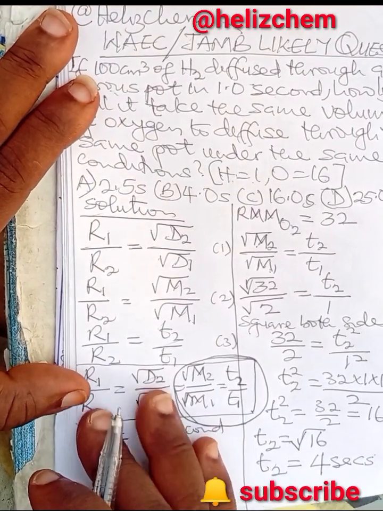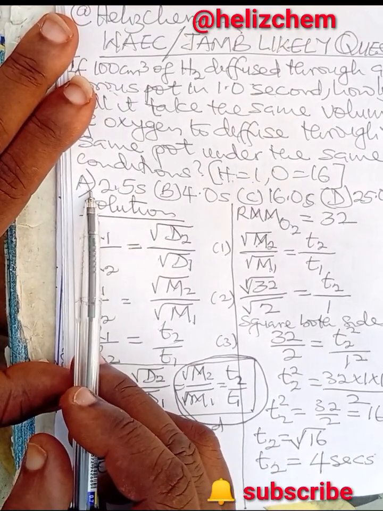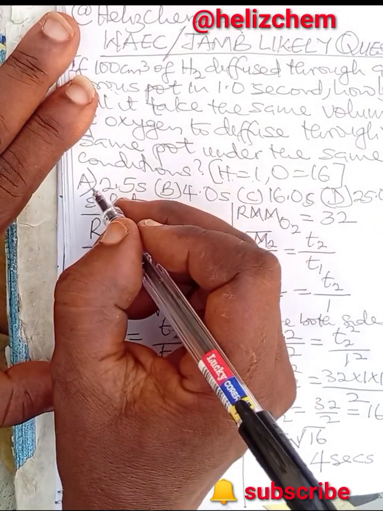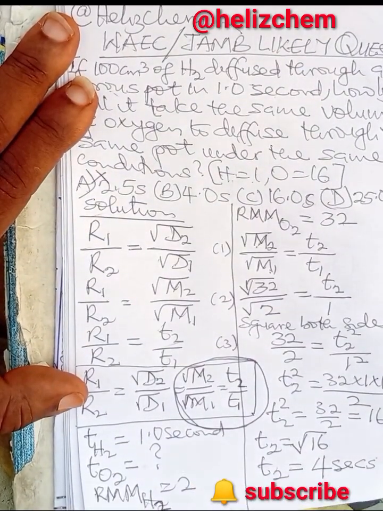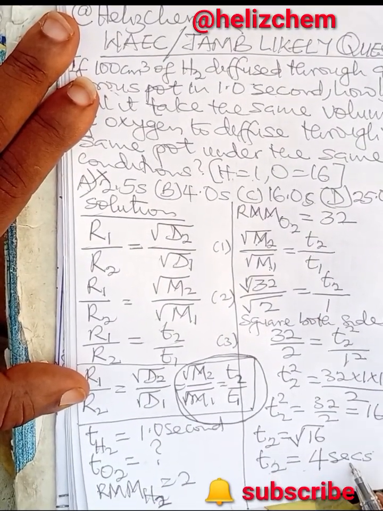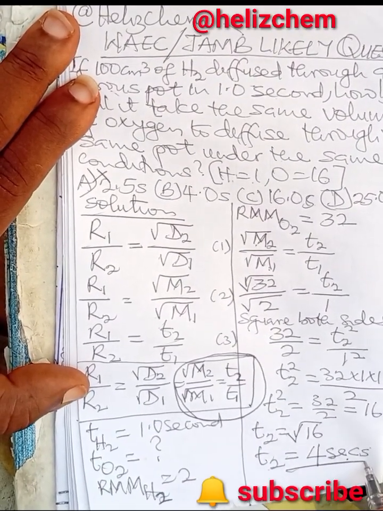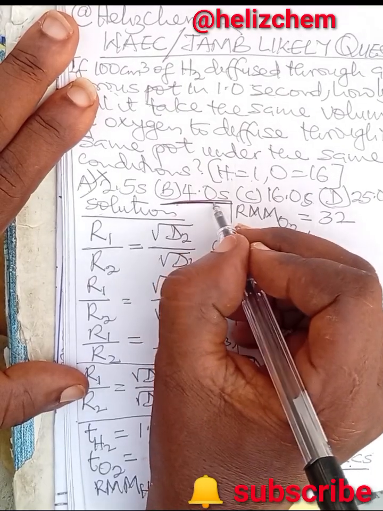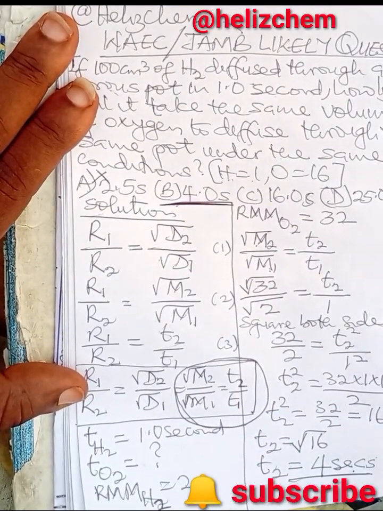So going back to the options given, our option A is 2.5. So this is wrong. Option B is 4.0. And the T2 that we obtained is 4 seconds. This is the correct answer, 4 seconds.